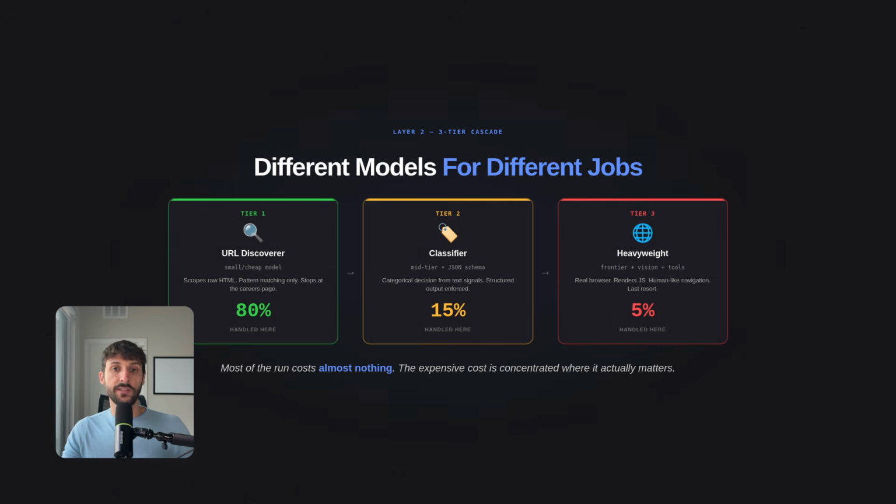Agent 3 runs on a frontier model because it's driving a browser, looking at rendered pages, and reasoning about what's actually on screen. Different models for different jobs. The cheap models do the boring work. The expensive model only sees the cases that genuinely require it.